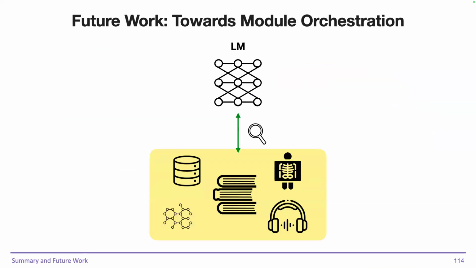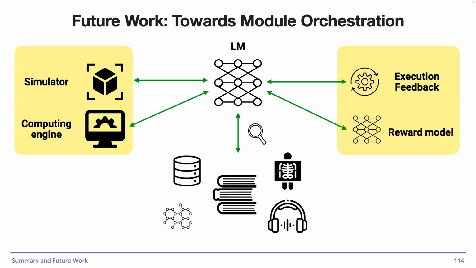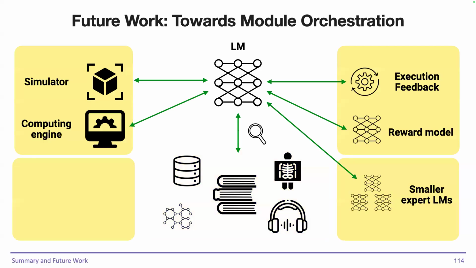This naturally extends to module orchestration, where multiple components and language models collaborate to optimize overall system performance. While retrieval remains key, other modules also enhance predictions and efficiency. These include symbolic engines and reward models for refinement, external simulations or computing engines for heavy computations, and smaller specialized language models or APIs that boost domain-specific performance while cutting the cost.